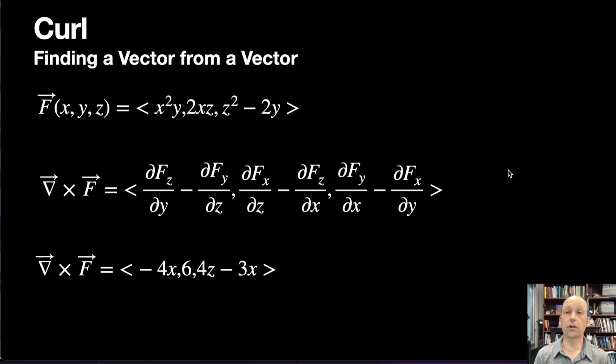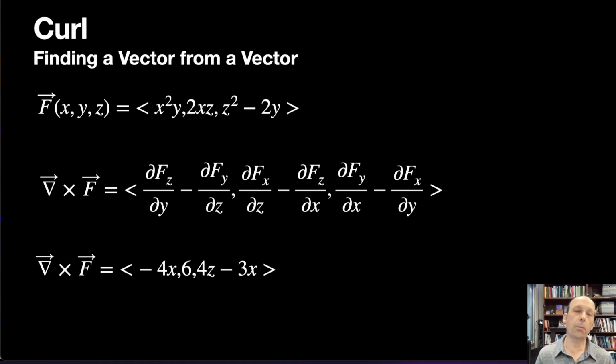Okay, the next one is the curl. So the gradient is finding a vector from a scalar, the divergence is finding a scalar from a vector, and the curl is finding a vector from a vector. So I have the same vector function f, and the only thing different here is I'm going to take the cross product of the del operator and f.